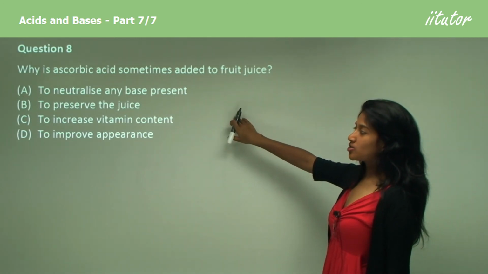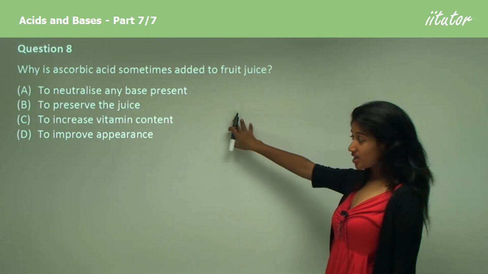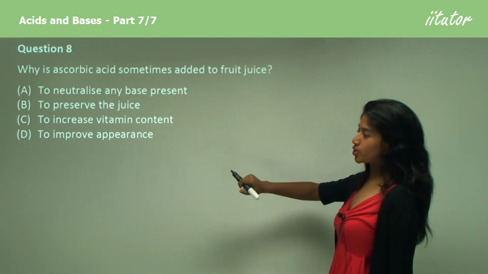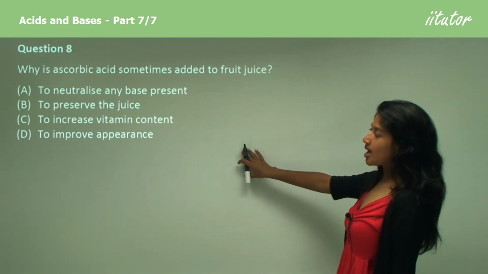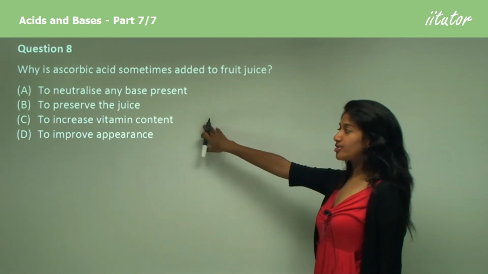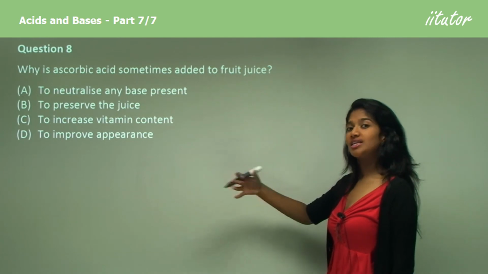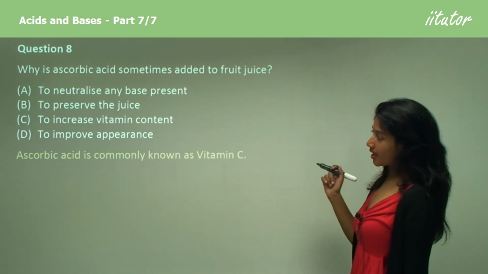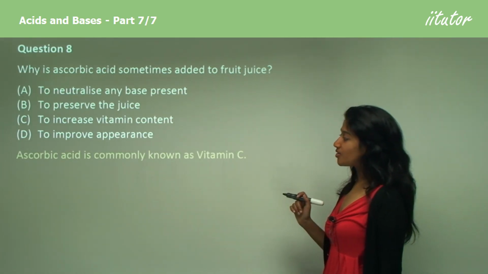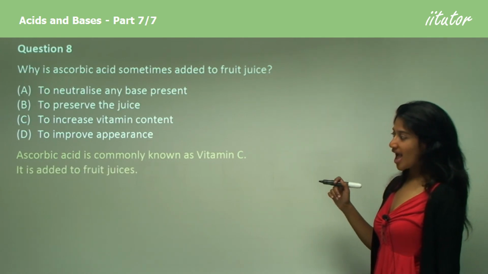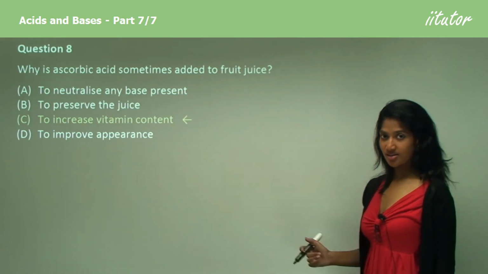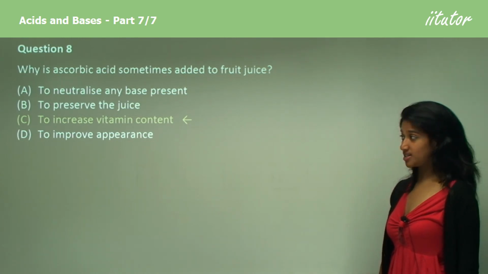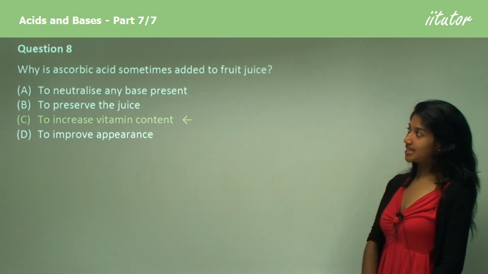Ascorbic acid is not added to juices as a preservative. Option D, to improve the appearance. It is not to improve the appearance, but it is to increase the vitamin content because it has vitamin C. Ascorbic acid is commonly known as vitamin C, and it is added to fruit juices to increase the vitamin content. Therefore, the answer is option C.